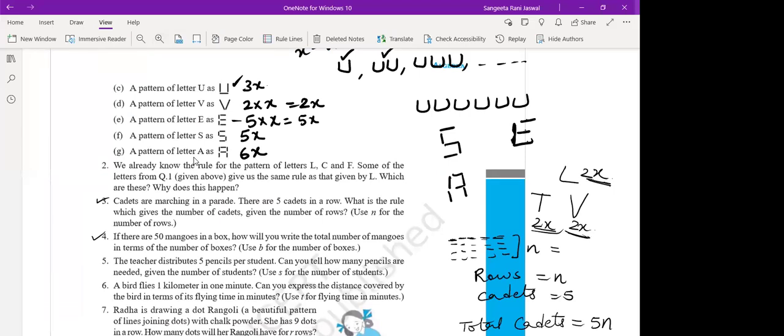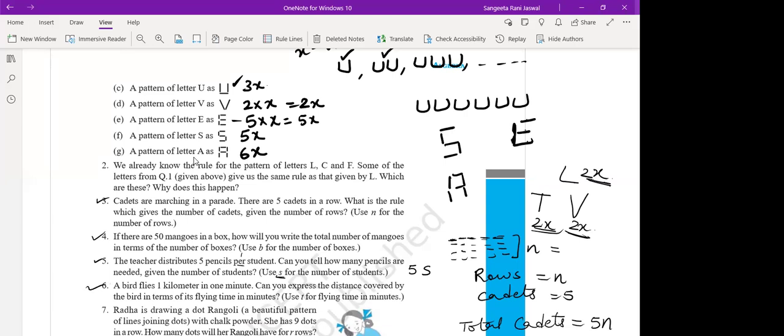Okay, let's see question number 5. The teacher distributes 5 pencils per student. Per means 1. Can you tell how many pencils are needed given the number of students? Given S. Ma'am, 5S. Yes, 5 into S will be 5S. So 5 pencils are given to every student, and there are S number of students.